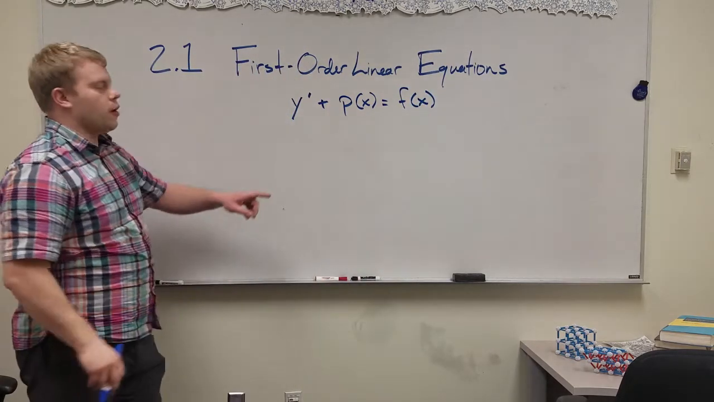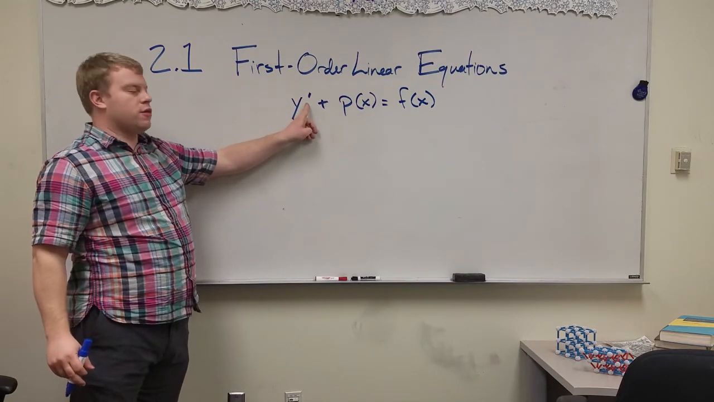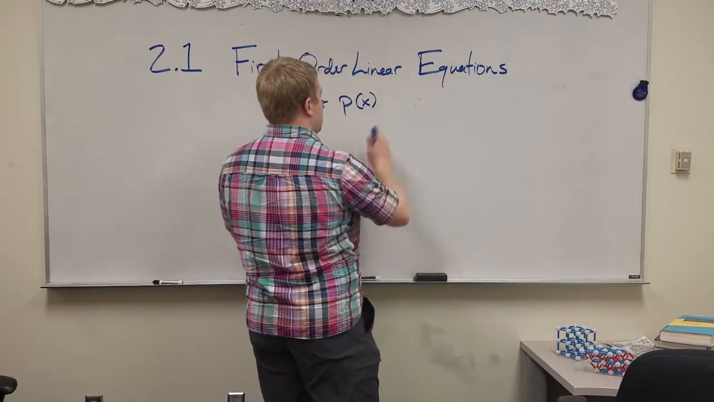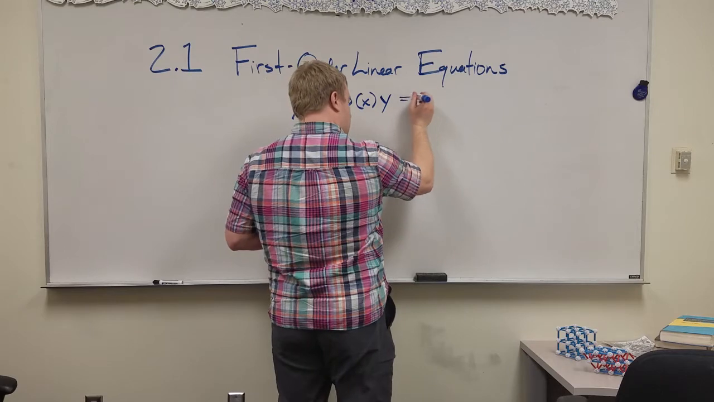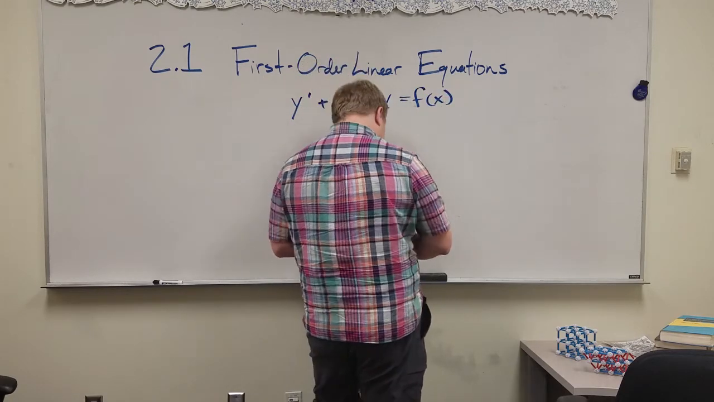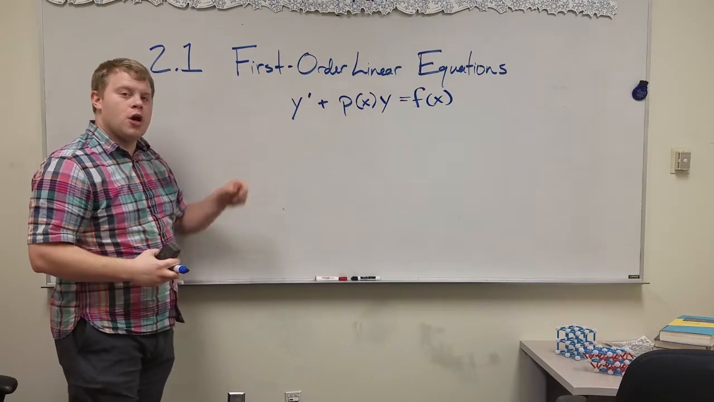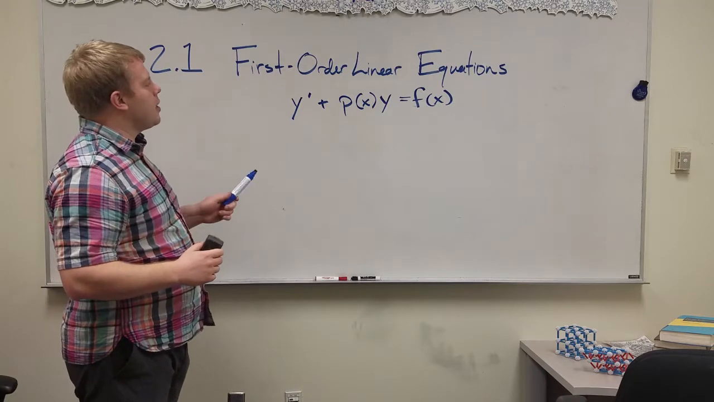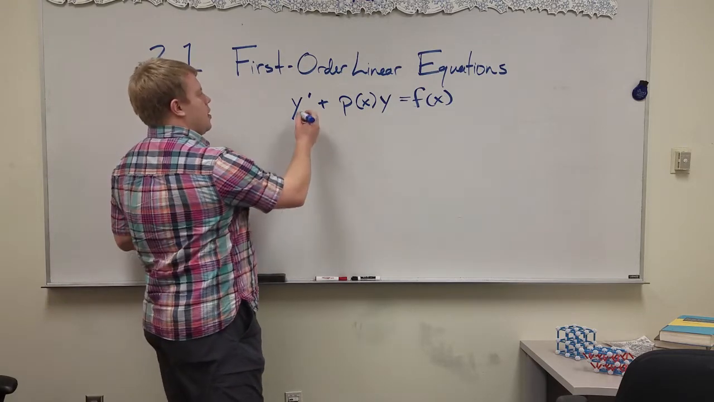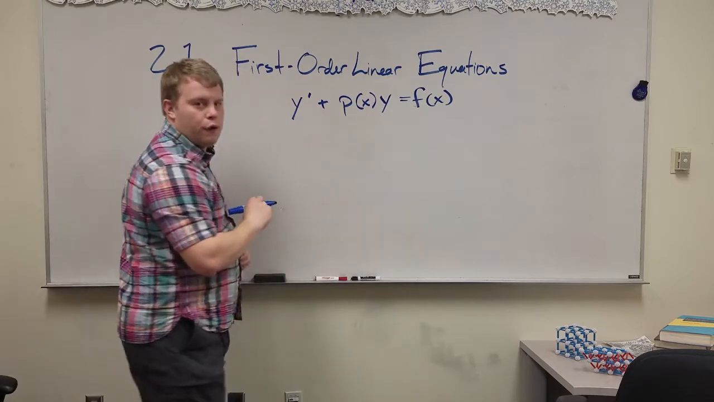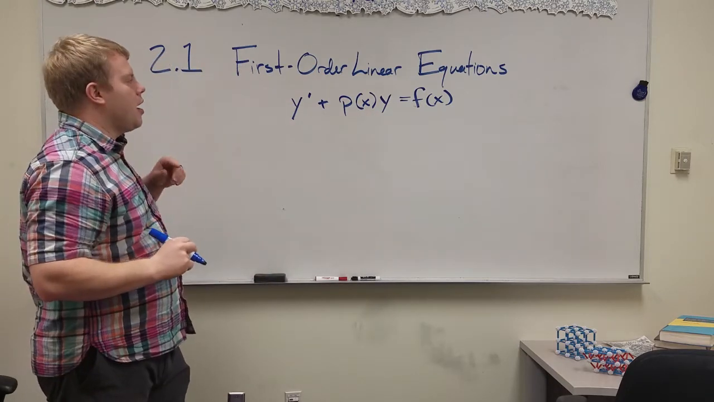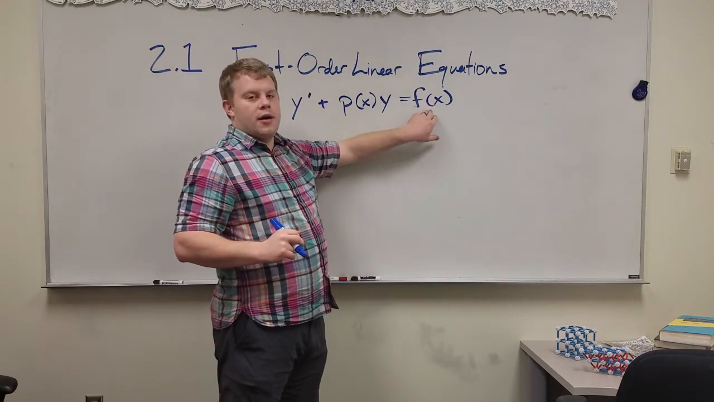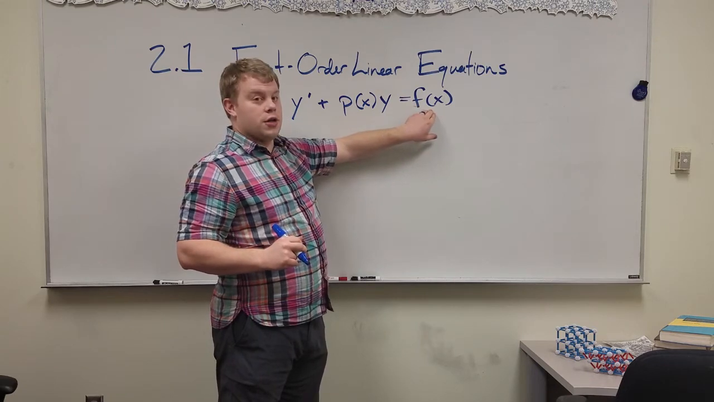Okay, it's first order because we only see a first derivative. Oops, I'm missing something here. It should be p of x times y. So it's first order because we only have a first derivative. We don't have any second or higher derivatives in this equation. And it's linear because the derivative of y and y itself are not being plugged into any other functions. Yes, we have arbitrary functions here for the coefficient of y and for the function on the right-hand side.